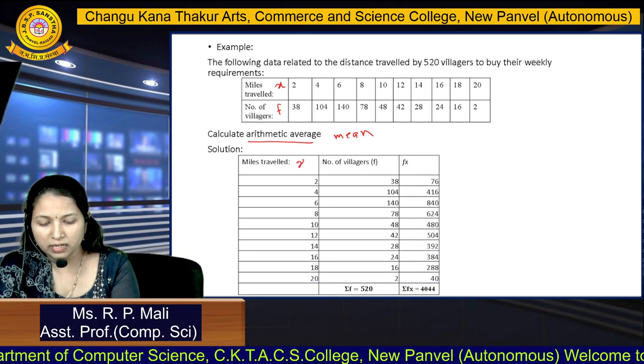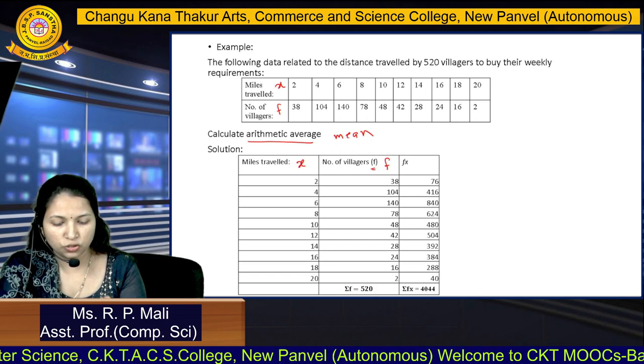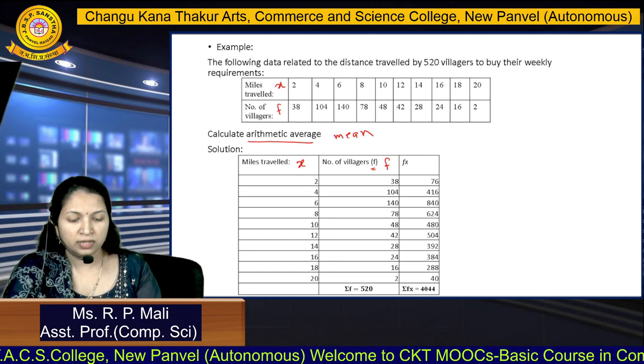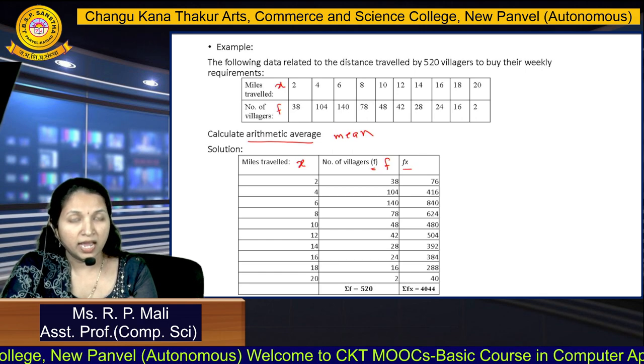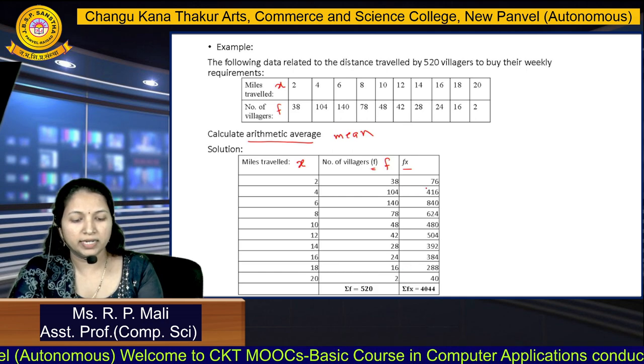Again we are going to put our table. Your miles traveled can be considered as x and the number of villagers can be considered as your frequency. So we put all the values under x and f, and after that we find fx, which is the product of f and x. So 2 into 38 is what?